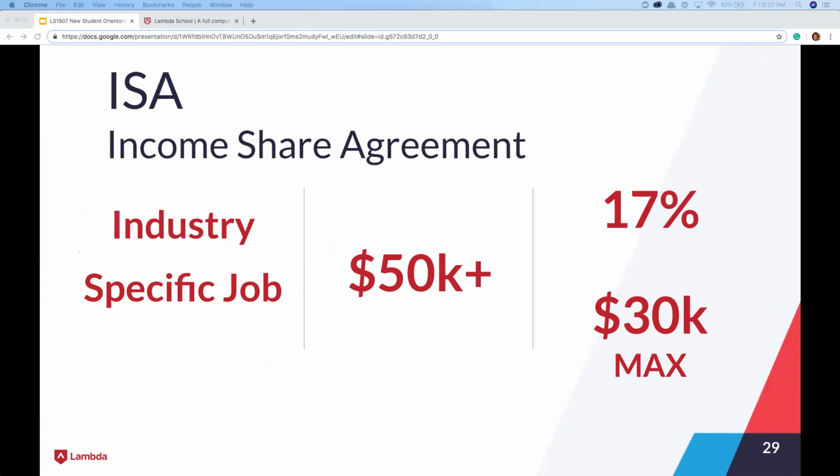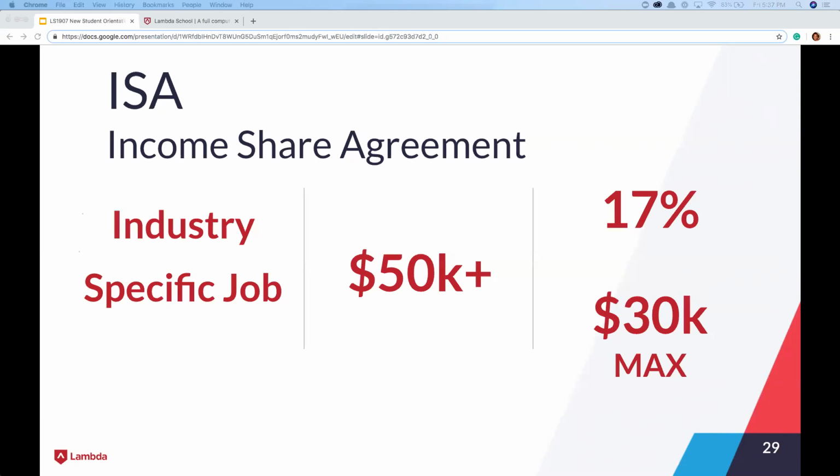All right, so the ISA. I'm sure you guys have a lot of questions about the money. Okay, so if my SLs can go ahead and drop the link for Leaf in their class channels, that would be great. So what happens with our ISA is you don't have to pay us any tuition up front. The only time that you have to pay is if you have an industry-specific job making $50,000 or more. And when that happens, you will pay us 17% of your paycheck for 2 years, maxing no more than $30,000.